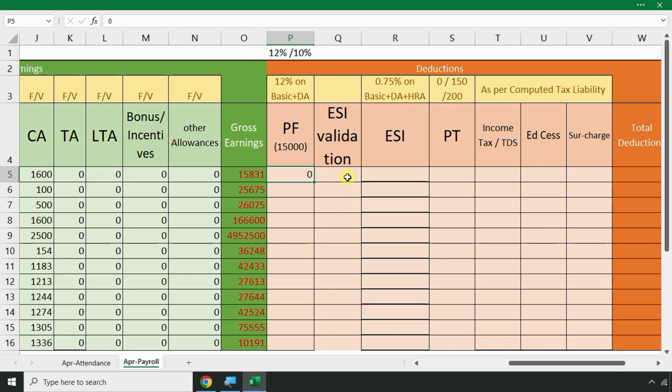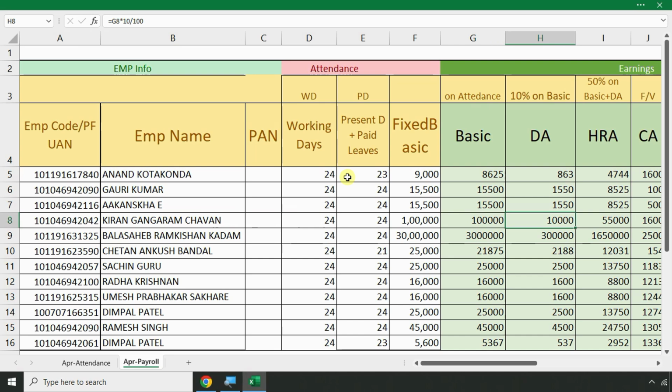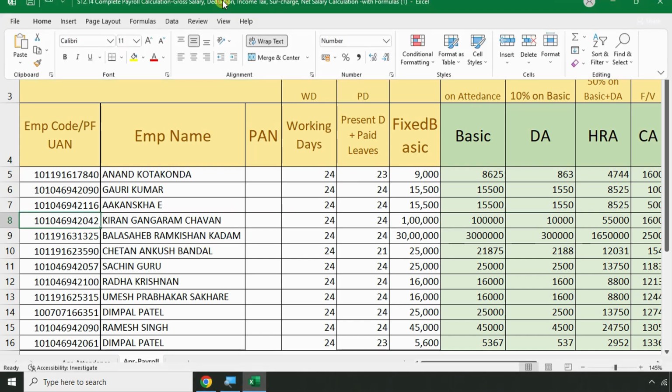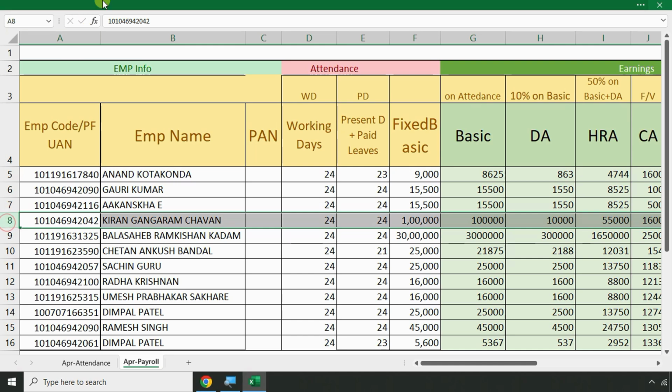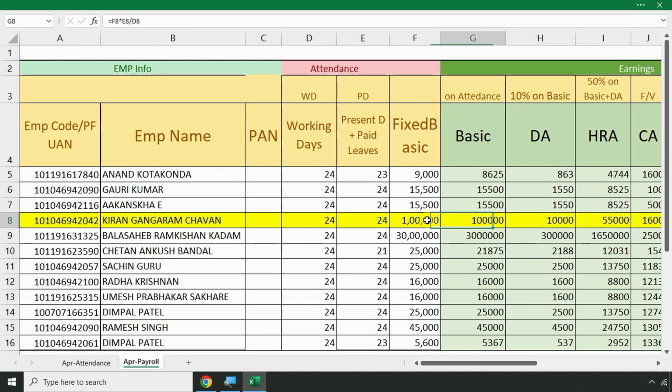But there is one more rule. What is that one more rule? You see the employee Kiran Gangaram Chavan. What is Kiran Gangaram Chavan's total salary? The basic is 1 lakh. If he opted, is it mandatory for him? Direct salary, first time joining your company with 1 lakh salary. He was never a member in any old organization. He was not a member with the EPF organization in old companies. So it is not mandatory to opt in your company.